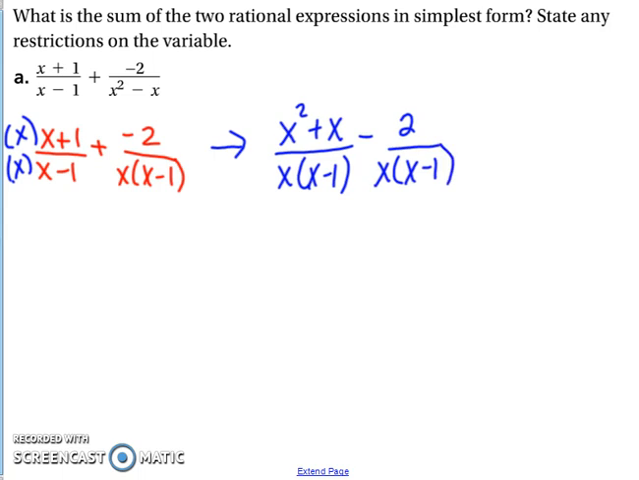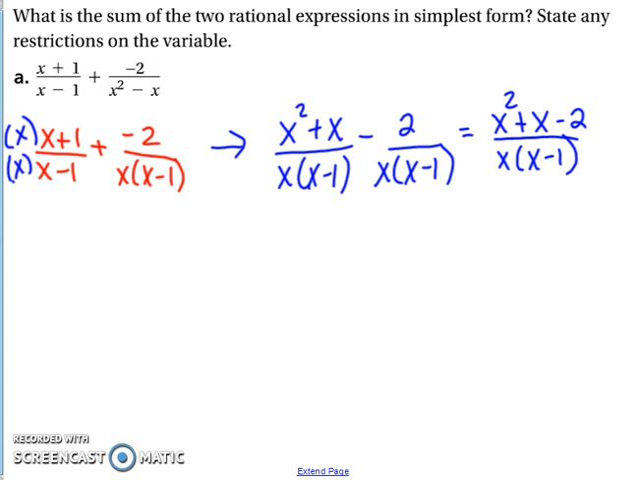So what you don't want to do is cancel anything out yet. What you do want to do is make sure that you FOIL the top. So the top should never be left in factored form. You should never have parentheses on the top until the very, very end. So make sure that you multiply that x into the x plus 1. So now that the denominators are the same, I can smush the top together, and I have x squared plus x minus 2 over x times x minus 1. And we can leave that denominator in factored form. We just want the top to make sure that that's in standard form.